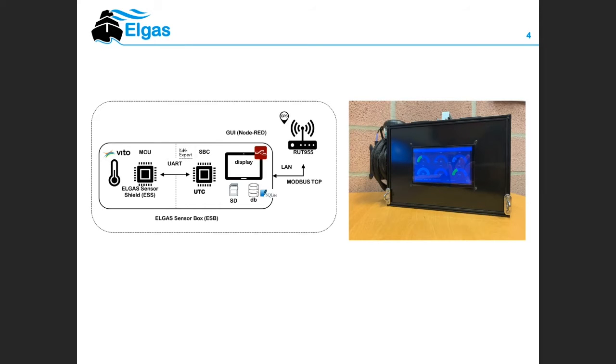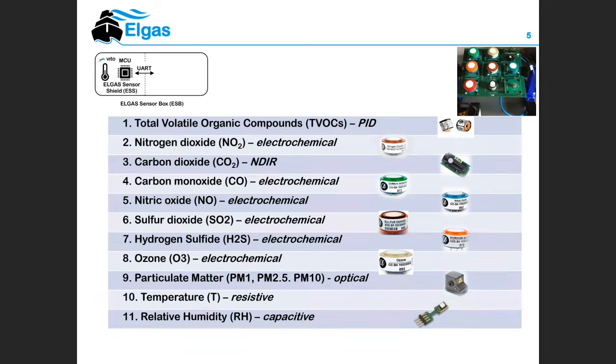Let us now go briefly into the different blocks of the Elgas sensor box, starting with the Elgas sensor shield. So I hand it over to Boris. Thank you, Joeri. Can you hear me? Yes. Okay. So as Joeri mentioned, the box itself is divided in two parts. One is the sensor shield, and the other part is the processing, which Joeri will explain a bit later. So I'm focused only on the sensor shield for now.